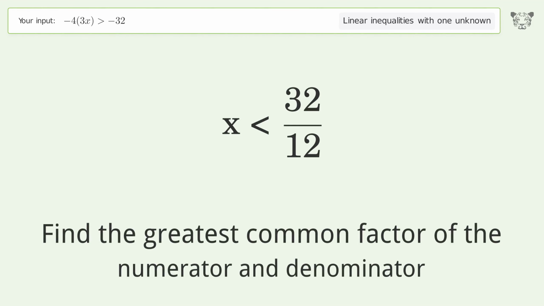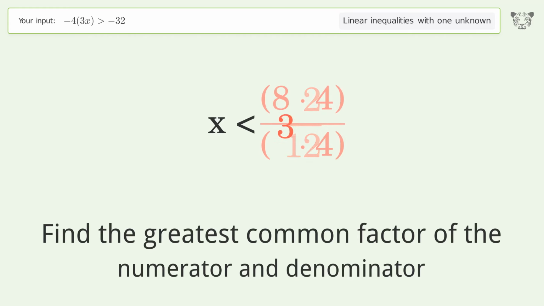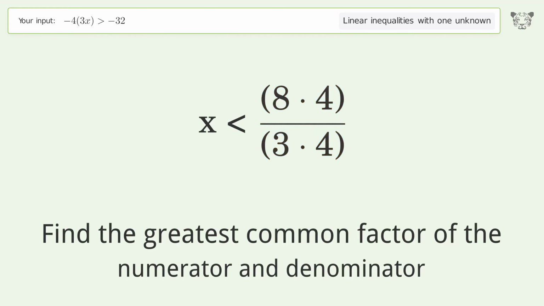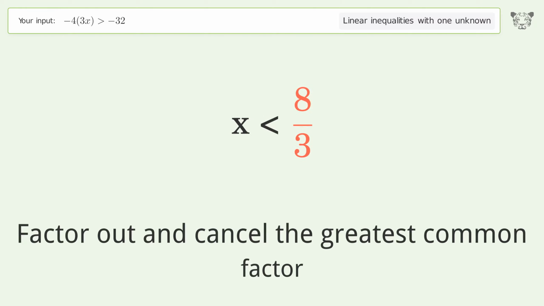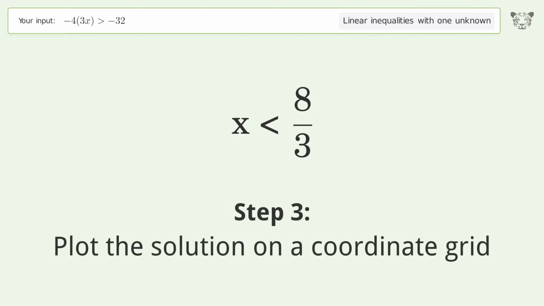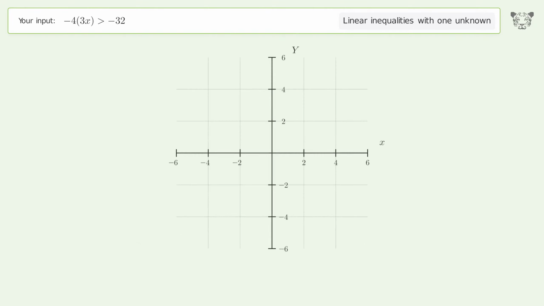Find the greatest common factor of the numerator and denominator. Factor out and cancel the greatest common factor. Plot the solution on a coordinate grid. And so the final result is x smaller than 8/3 smaller than 22/3.